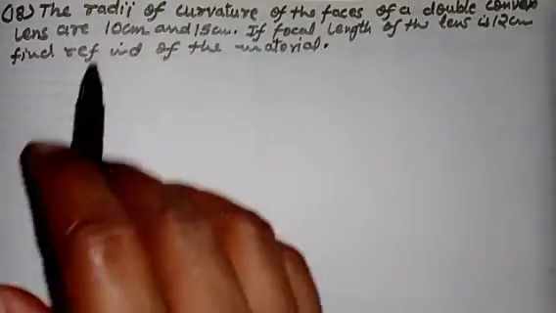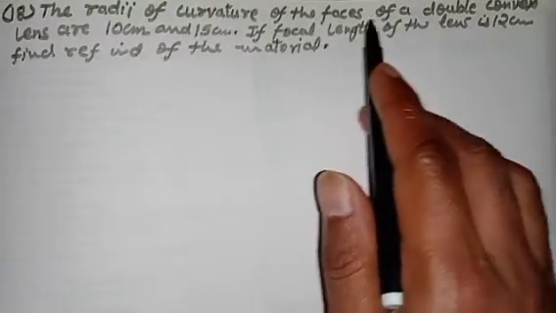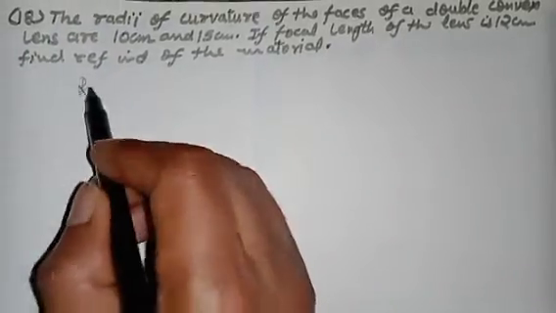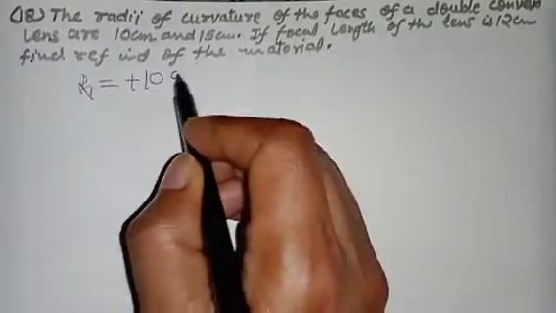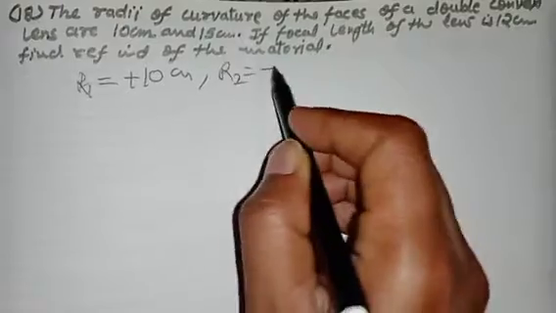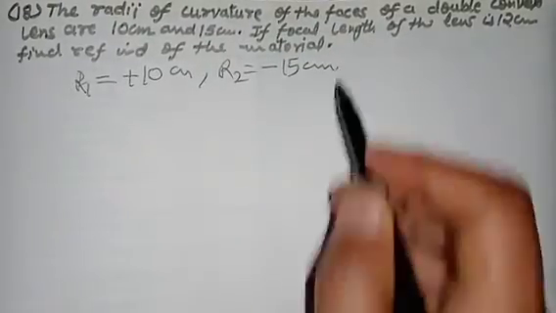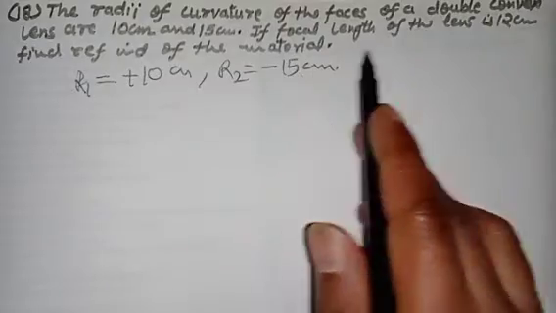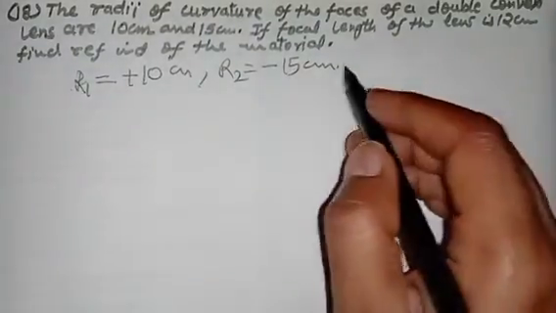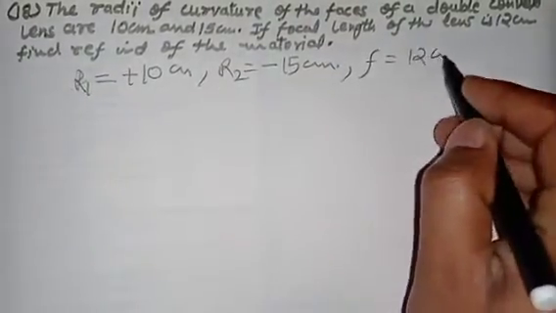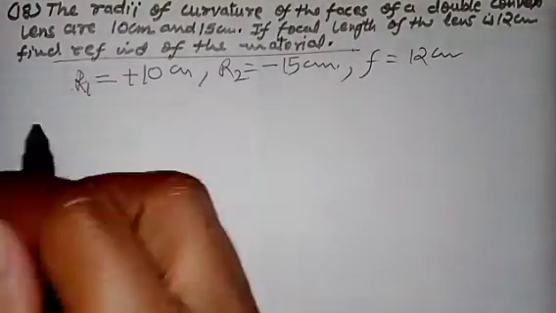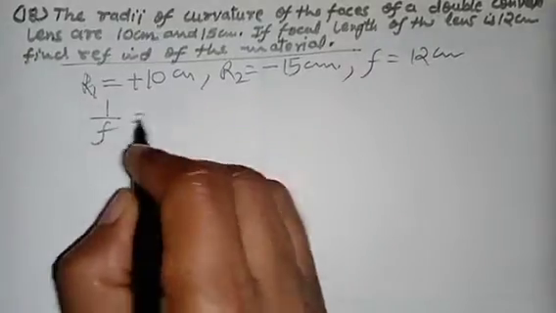Now, radii of curvature of faces of a double convex lens, this and this. So for convex, r1 equal to plus 10 and r2 is equal to minus 15. Remember, for convex, r1 is positive, r2 is negative. The focal length of the lens is 12 centimeter. Find the refractive index. So the lens maker formula is there.